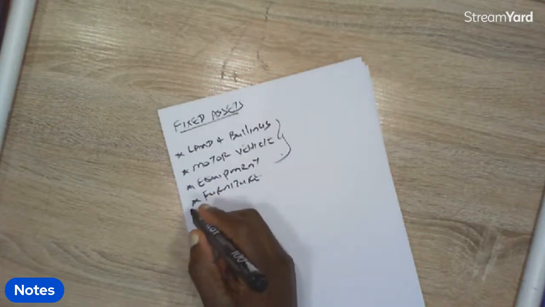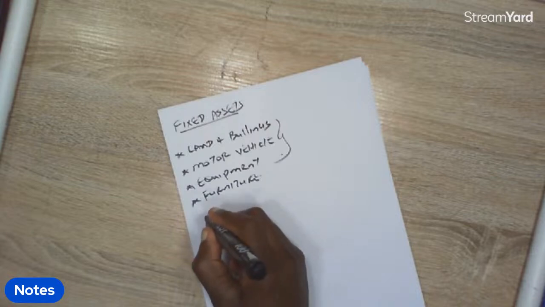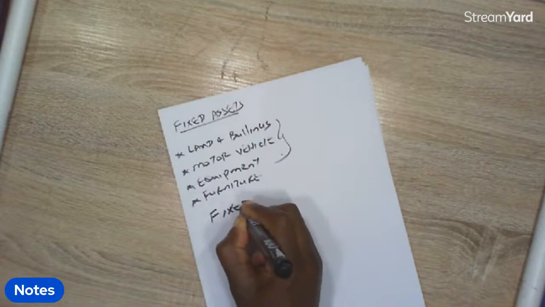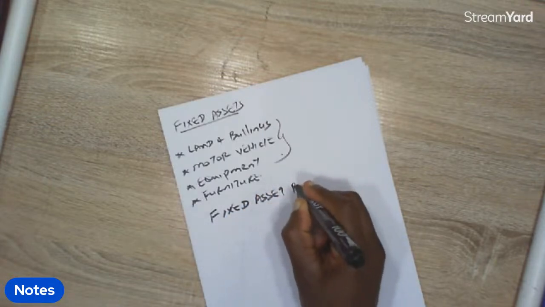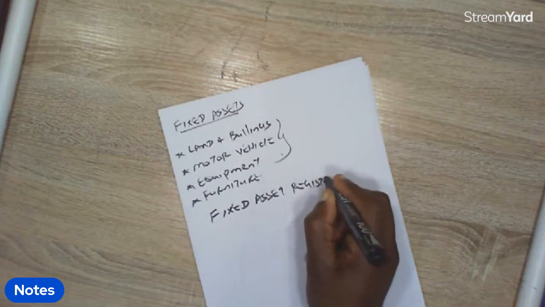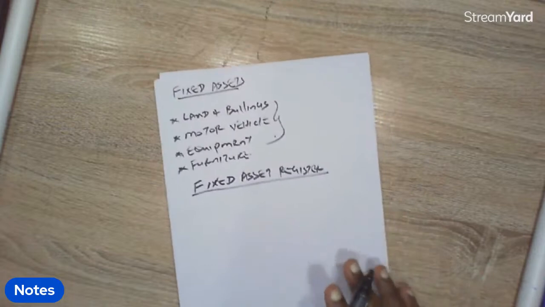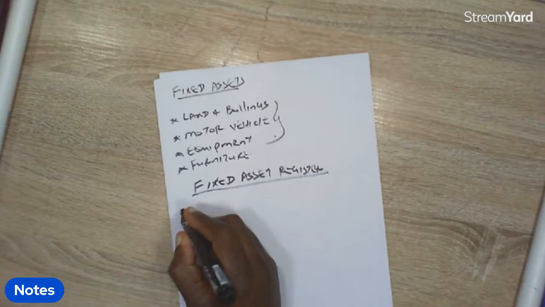Then where are we going to record these fixed assets? On the fixed asset register. So what is it that we record on the fixed asset register? We record these assets, and we also record the assets that we purchase.